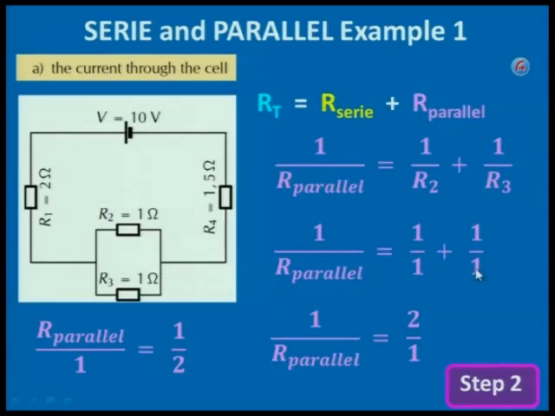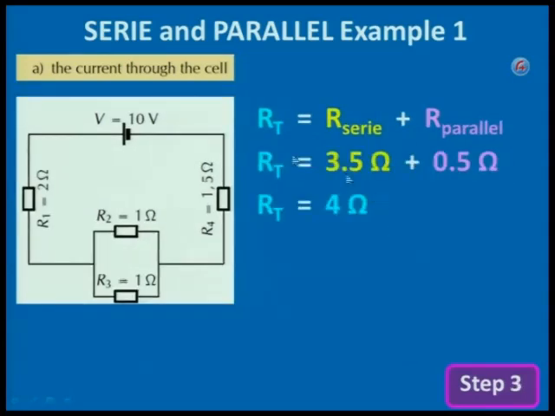So 1 and 1. And this is not that difficult math. So 1 plus 1 would then give you 2 over 1. But remember, this is 1 over R parallel. You want R parallel. So now you have to switch your fractions. Then you get R parallel is equal to 1 over 2. So now you can get to the total resistance, which is the resistance in series and the resistance in parallel. These we just calculated to be 3.5 ohms plus 0.5 ohms, which gives you 4 ohms.